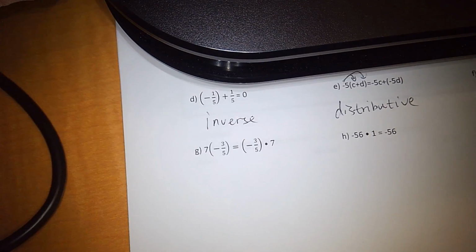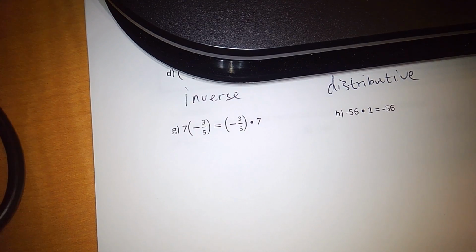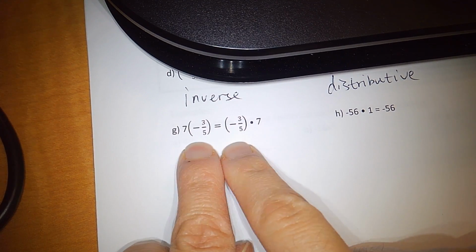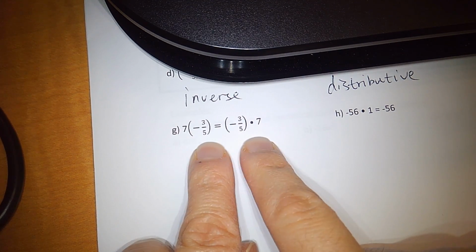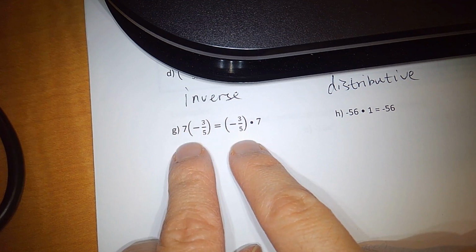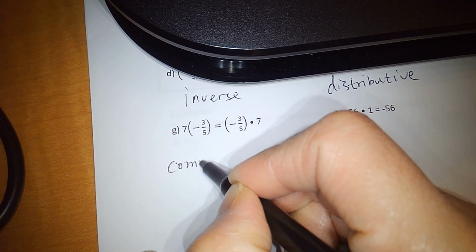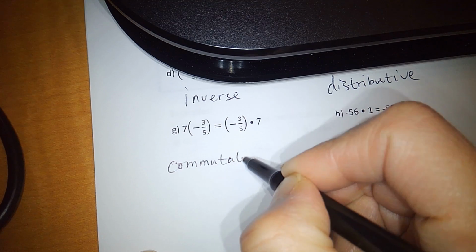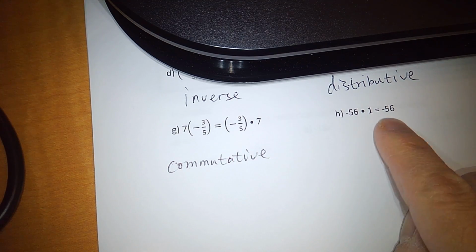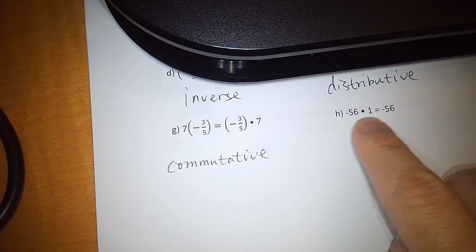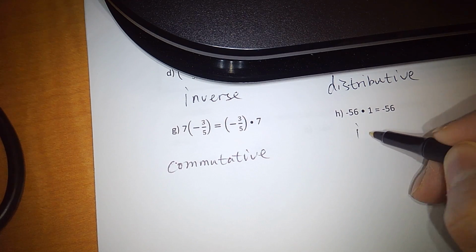Alright, the last two questions. Question D. For multiplication, what is this? Commutative, right? How about this? Identity, right? Yeah, good.